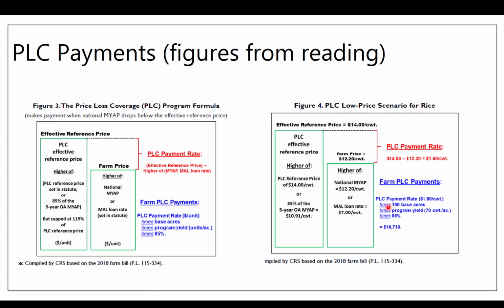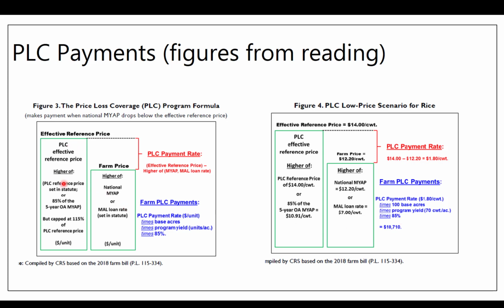And then, based on whatever assumptions they made up here on what the base acres are and the program yield for this farm is, there's a final 85% calculation, because you only get farm payment coverage on 85% of your base acres, and that's what that is. So that's the PLC payment. That is what we call price loss coverage.